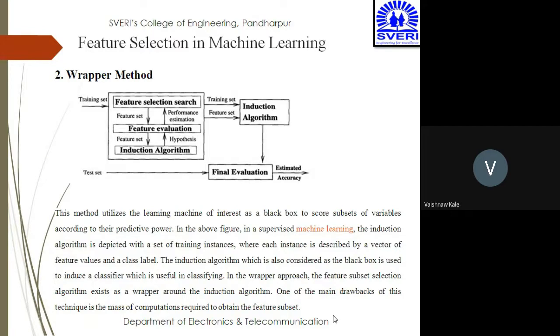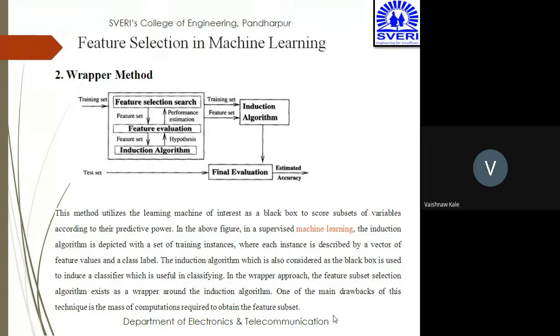So it obviously has two things. One is a training set and test set, then you will get a training set and feature set, then the induction program, which will be given to the final evaluation. Then the test set and the training set, both will be given to final evaluation, which will help to get an estimation of the accuracy. This is how the wrapper method works.